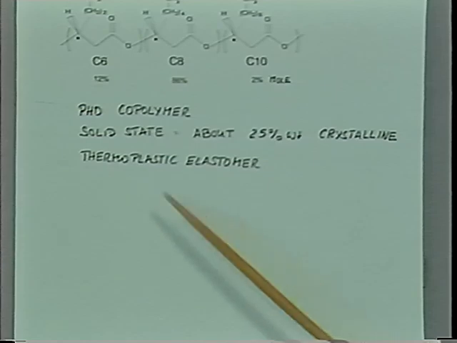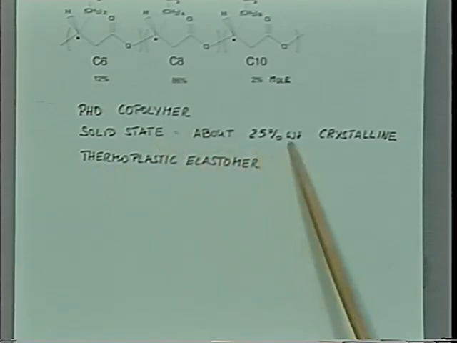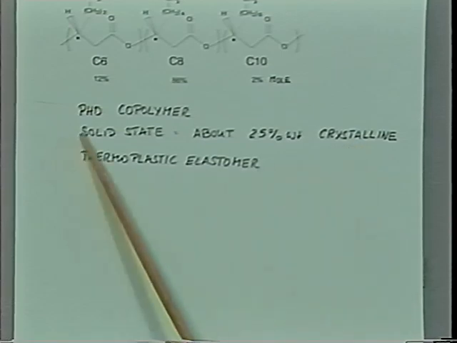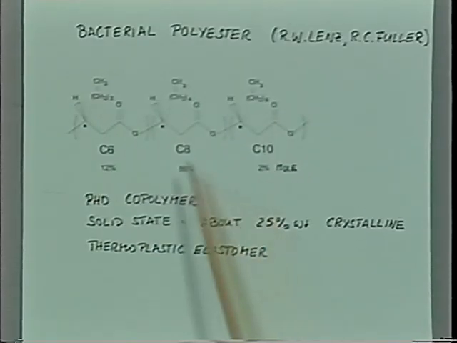We got interested because it's a thermoplastic elastomer, which in the solid state has about 25% by weight crystalline component. So it's a rubbery material, and this property comes about because it's a copolymer having regions which can crystallize and regions which are amorphous. Walter Richtering got a sample here from Bob Lenz's group and measured, again, the melting.